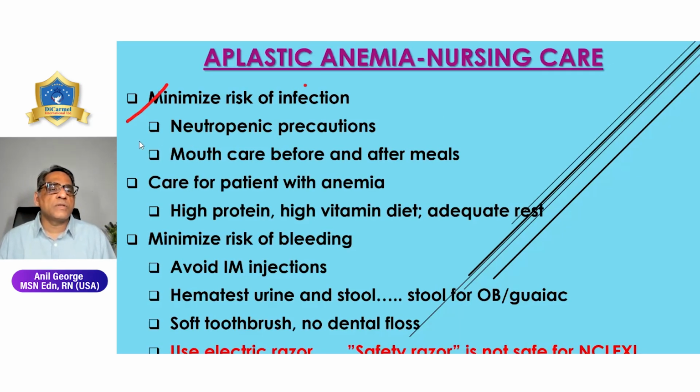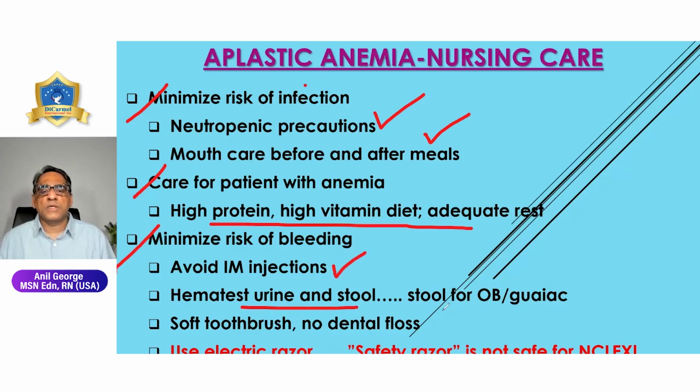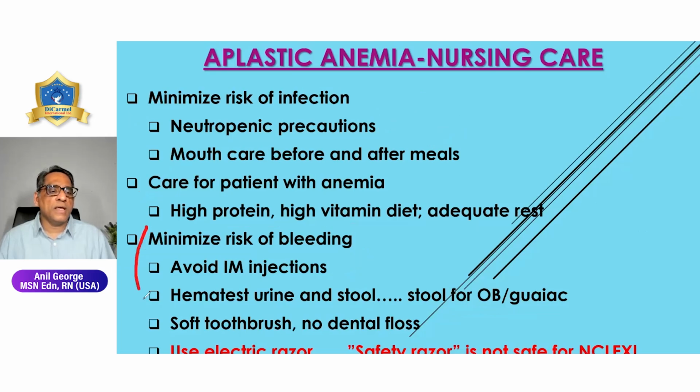So first is minimize risk of infection with the neutropenic precautions and mouth care after meals. Care for patients with anemia with a high protein, high vitamin diet and adequate rest. Minimize risk of bleeding: avoid IM injections, check for hematuria and stool, checking the stool for occult blood. Use a soft toothbrush, not dental floss, and a very classic piece of information: use an electric razor. For someone with a risk of bleeding, always use an electric razor, not a safety razor. That's a trap. Remember, safety razor is not safe for NCLEX. We need to use an electric razor.